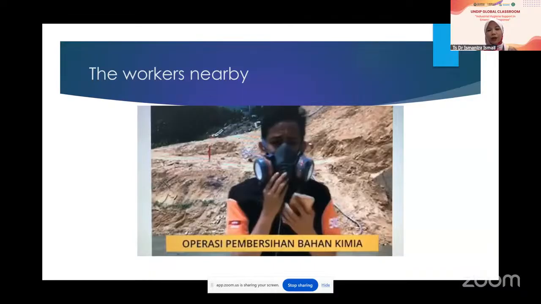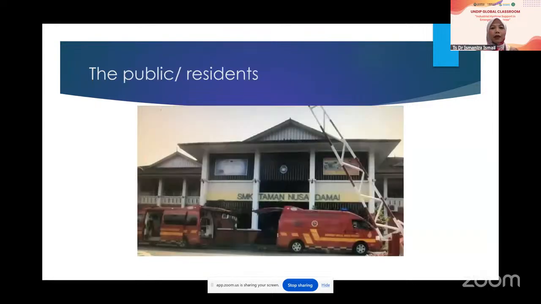He said there were also some other workers nearby doing their work just like normal days, not bothering about the chemical dumping, that the area is being polluted and they can also be exposed to it. In terms of the public and residents, this is what happened. The chemical was dumped into the river, so it passes by the school, where some school children fainted, were nauseous, and were dizzy with headaches, so they were hospitalized. Observe the people around the area.